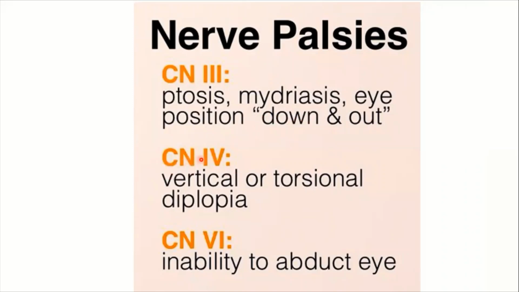If the cranial nerve 4th is paralyzed, vertical or torsional diplopia will occur. And in the last, if there is paralysis of the cranial nerve 6, it will cause inability to abduct the eye. If you remember the formula, that was LR6, the lateral rectus is paralyzed. So that is the inability to abduct the eye.